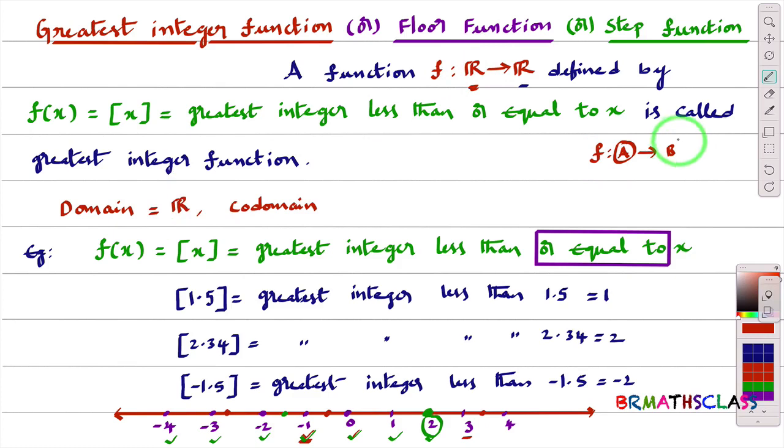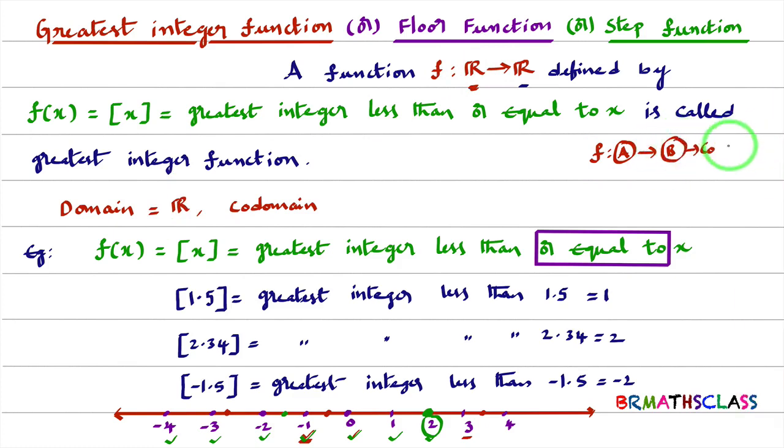F is a function from A to B. Then what is set B? Set B is called codomain. Here this is a function from real numbers to real numbers. So what is codomain? Codomain is set of all real numbers. Now important one. What is range of greatest integer function? Range. What is the definition of range?